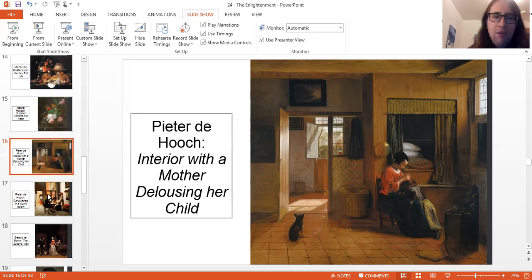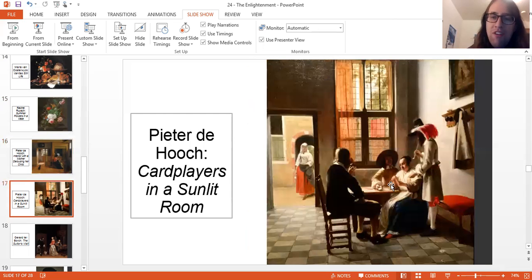Another one of his is Card Players in a Sunlit Room. And this is one of the ones where we really see that emphasis on light and shadow. Look at this. They know exactly where the light is coming from through the window and through the door, because people in this time period have been studying how light moves around. So they've really figured that out. And this is the kind of technique that they teach artists today. And look how dark the shadowy side is of them.